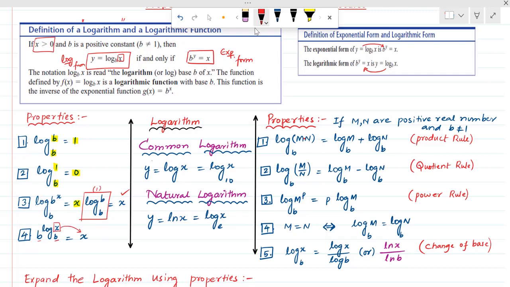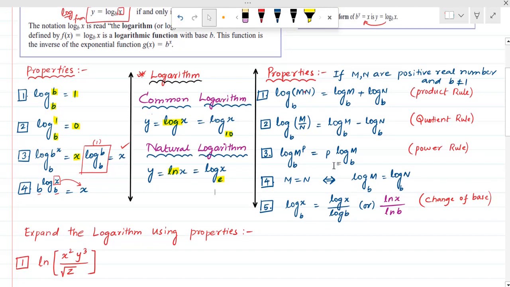This is the property. We have two types of logarithm: one is the common log and the other is the natural log. What is the difference between the common and natural? In the common log, you have log x, which means it has base 10. And the natural log, we write ln, which means the base e. So this is the main difference between the common log and the natural log. These properties are very important, and through them we will solve the problems.